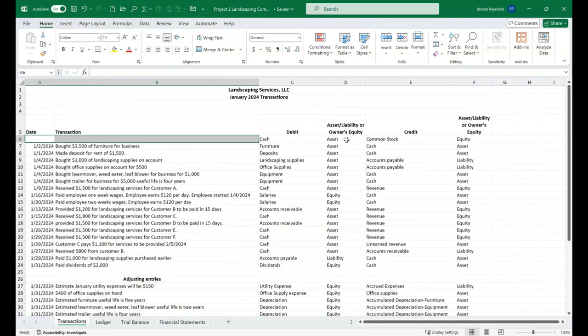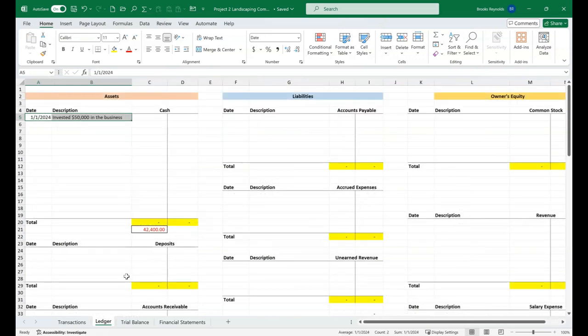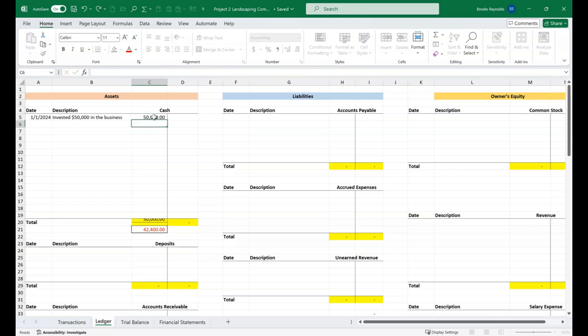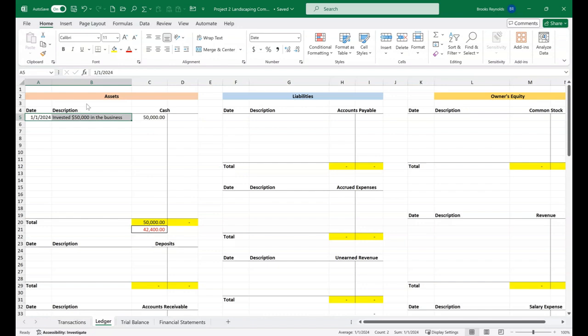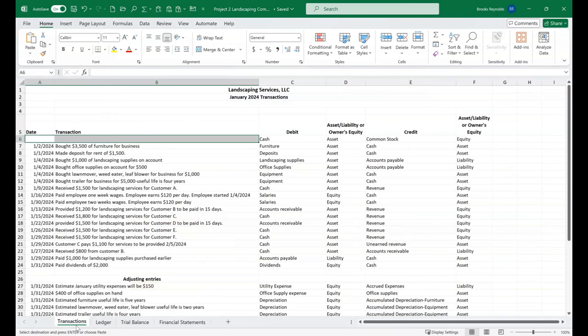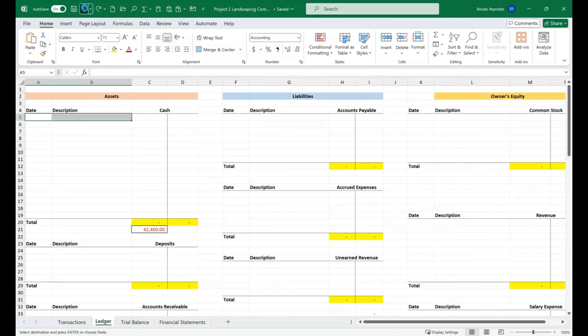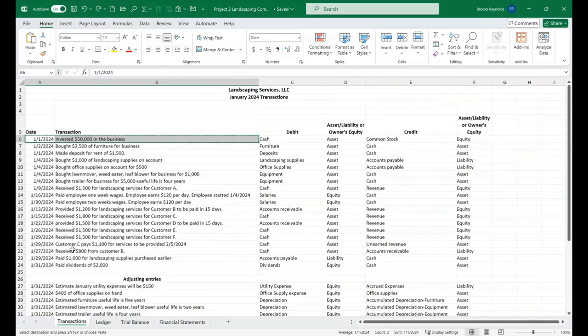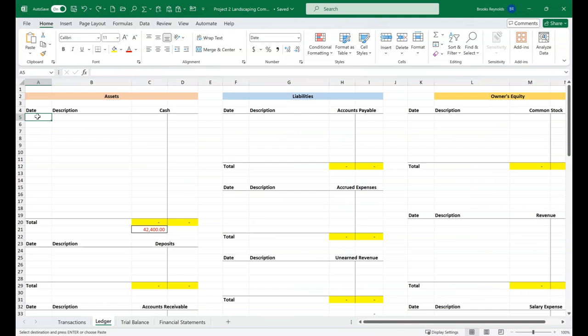Cash is in the asset section, so we're going to debit cash for $50,000. So debits are always on the left, credits are always on the right. All right, and then the other thing we're going to do is, well, I used the wrong thing here. I meant to hit copy, and what I hit was cut. So copy, paste, and then we're going to debit cash $50,000.